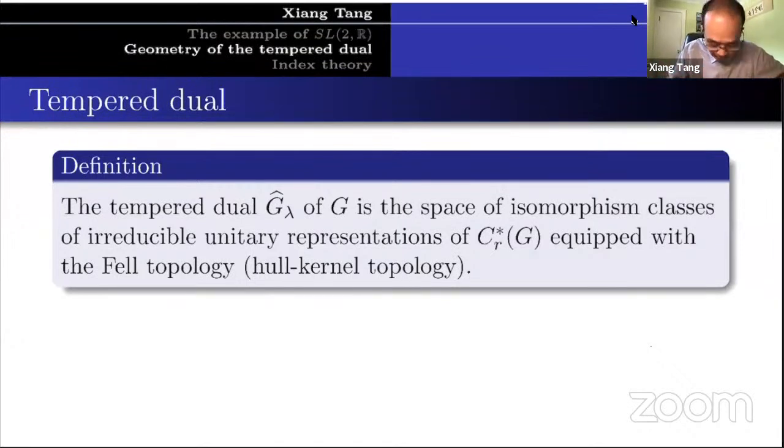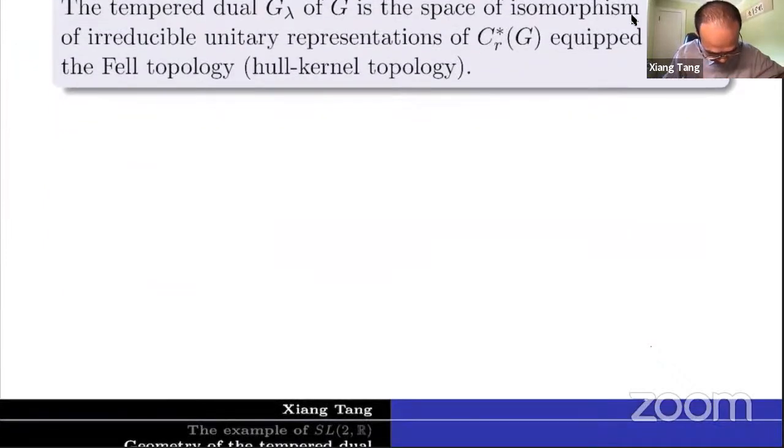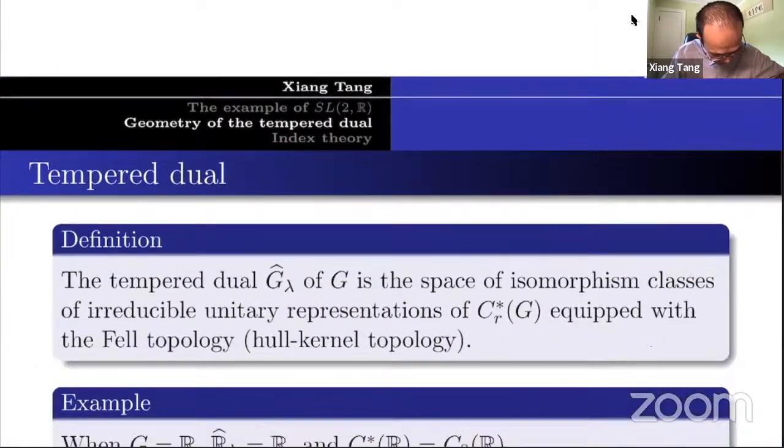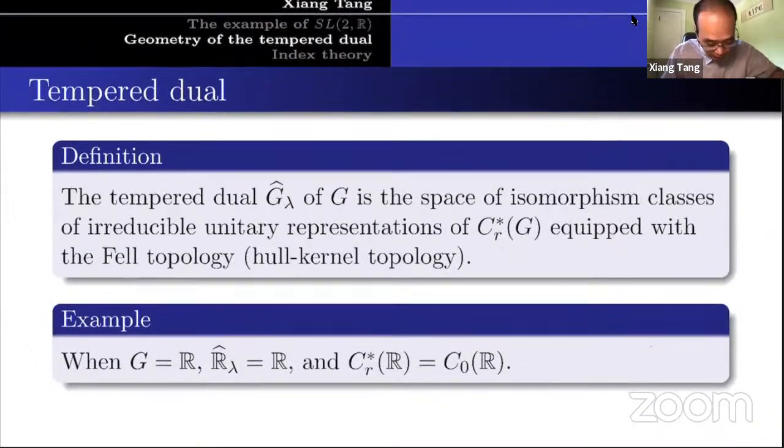Okay, and on this set, there's a natural topology. That's the Fell topology. And if you are familiar with algebra, that's the Hall kernel topology. Basically, you look at the representation and ideals, and then that defines some closed set, and use that to define the topology. So that's the space, the set we are working with. So now let me give you some examples.